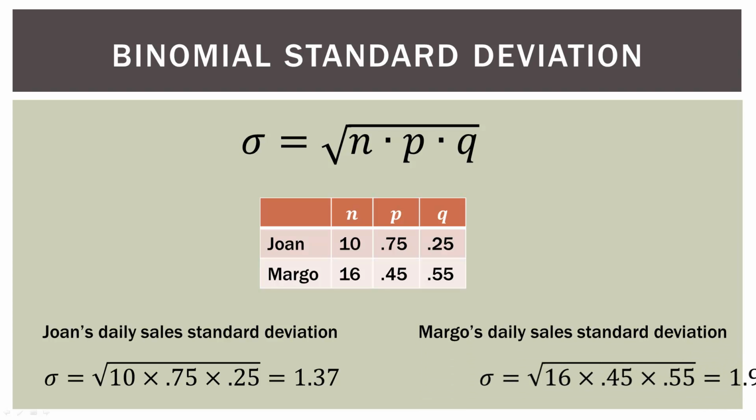Now Margot's is sigma equals the square root of 16 times 0.45 times 0.55. And that equals 1.99. So you can see that Margot's standard deviation is higher than Joan's standard deviation. And that's, of course, because of her number of calls she makes and her success rate. But that's how you figure out the standard deviation. It's really that simple.